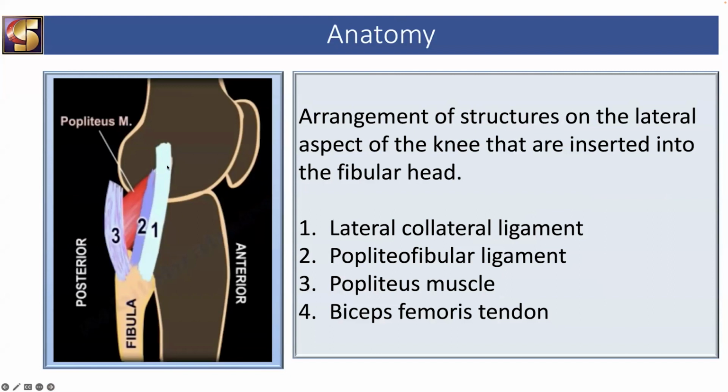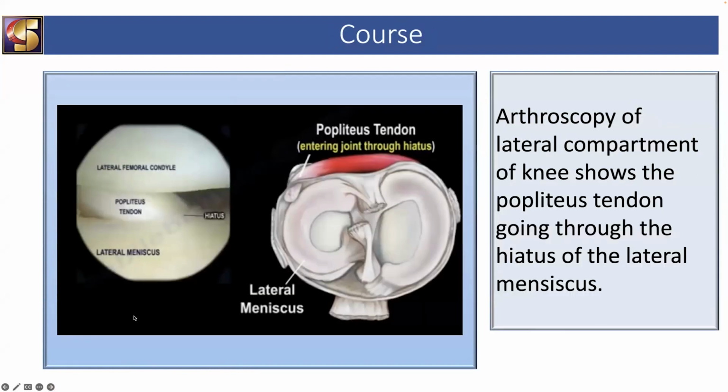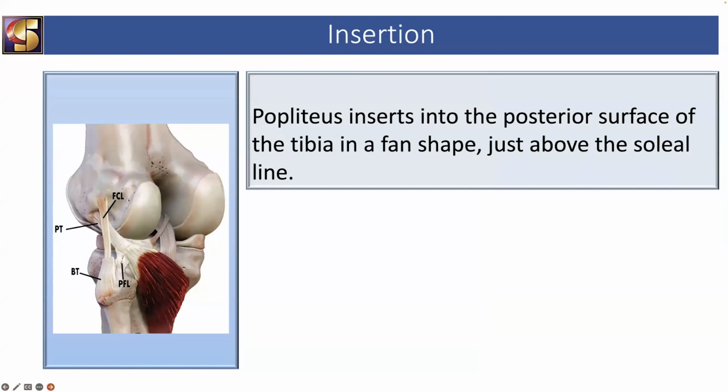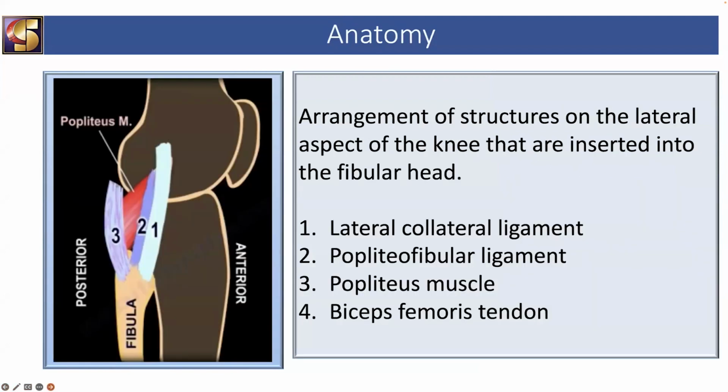So this is a diagrammatic representation of the arrangement of the structures on the lateral aspect of the knee that are inserted into the fibula. The first is the lateral collateral ligament. Second is the popliteofibular ligament. Third is the popliteus muscle, and this is the biceps femoris insertion. So all these structures can be seen in the lateral compartment.